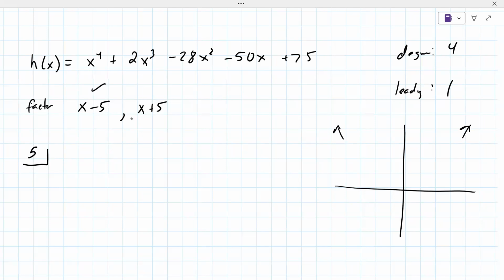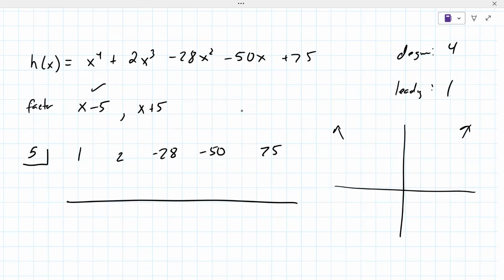Coefficients are numbers. They have nothing. 1, good, 2, good. -28, -50, 75. All right, so go ahead and work this out. Tell me what goes in the last line. I'm gonna step away for 30 seconds. I'll be right back.